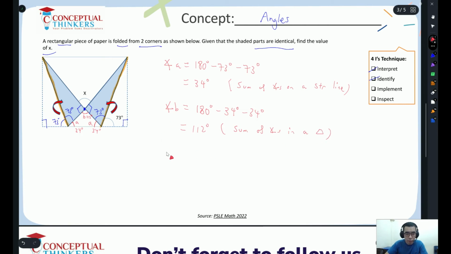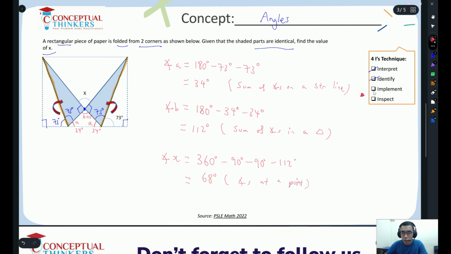Okay, finally I can find my angle X. Angle X will be 360 degrees minus 90 minus 90, sorry, these two right angles, minus 112. We can punch it into the calculator, then you will get 68 degrees. So I'm using angles at a point.